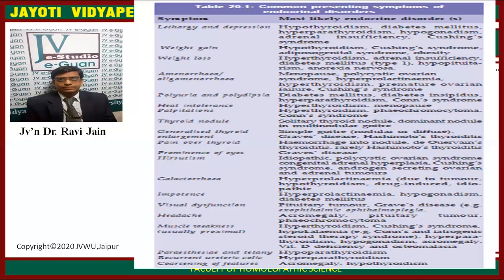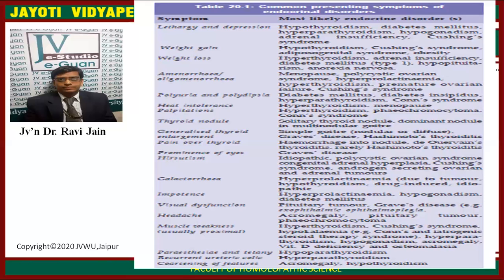For visual dysfunctions, you can think of pituitary tumors, Graves' disease, for example, exophthalmic ophthalmoplegia. In case of headache, you can think of acromegaly, pituitary tumor, pheochromocytoma. For muscle weakness, usually proximal, we can think of hyperthyroidism, Cushing syndrome, hypokalemia, for example Conn's and iatrogenic, hypothyroidism, hypogonadism, acromegaly, vitamin D deficiency, and osteomalacia.